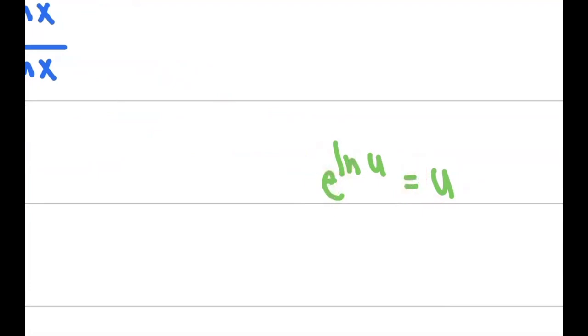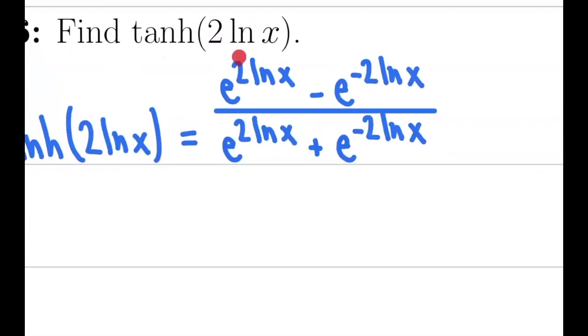We want the e to touch the ln, basically. To do that, we have to use our log properties. Can anyone tell me what I can do with these 2's and negative 2's? So we have e to the ln u.